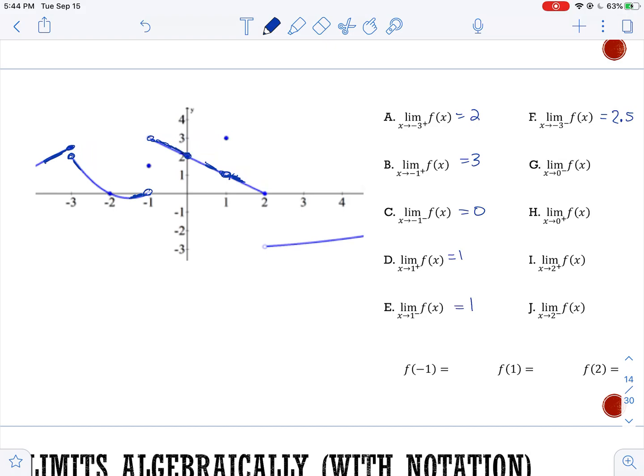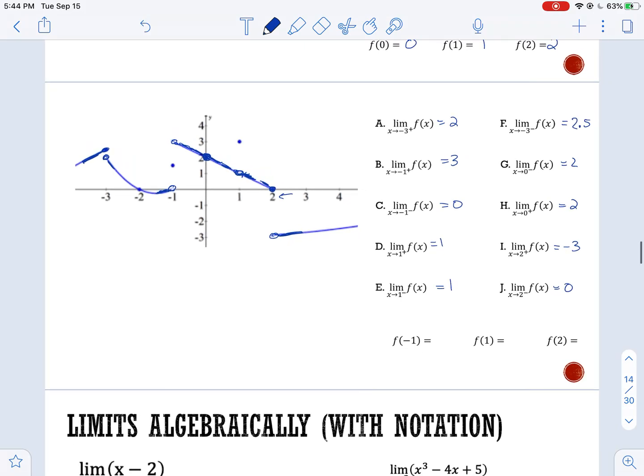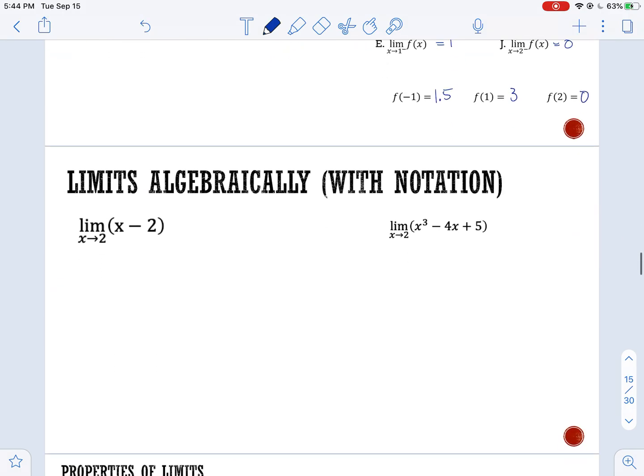If I'm approaching 0 from the left, I'm going to use this piece, and that is going to be at 2. 0 from the right, I'm going to use the other piece, and that is also approaching 2. If I'm approaching 2 from the right-hand side, so I'm getting closer and closer to 2, I'm going to use this piece right here, and that is going to be at a height of -3. And then 2 from the left, you're going to use this piece, and that's going to be at a height of 0. And then f at -1 looks to be 1.5. It's going to be this dot right here. f at 1 is going to be this dot right here, which is at a height of 3. And f at 2 is that dot right there, which is at a height of 0.